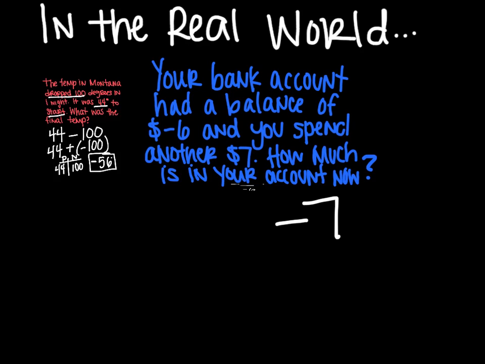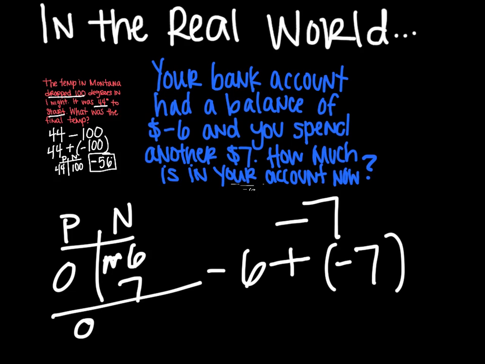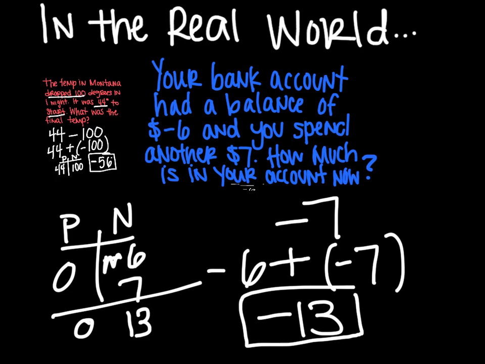We're going to add the opposite, so -6 stays the same, plus, and then the opposite of 7 is -7. Here's our new problem. We're going to use positive and negative. Positive, well, there aren't any. Negative, I have 6 and 7, which means the final score was 0 to 13. Who won? Negative, by how much? 13. So my answer is -13, but we've got to add context to it. We're talking about money. So the final answer would be -$13 in your bank account.